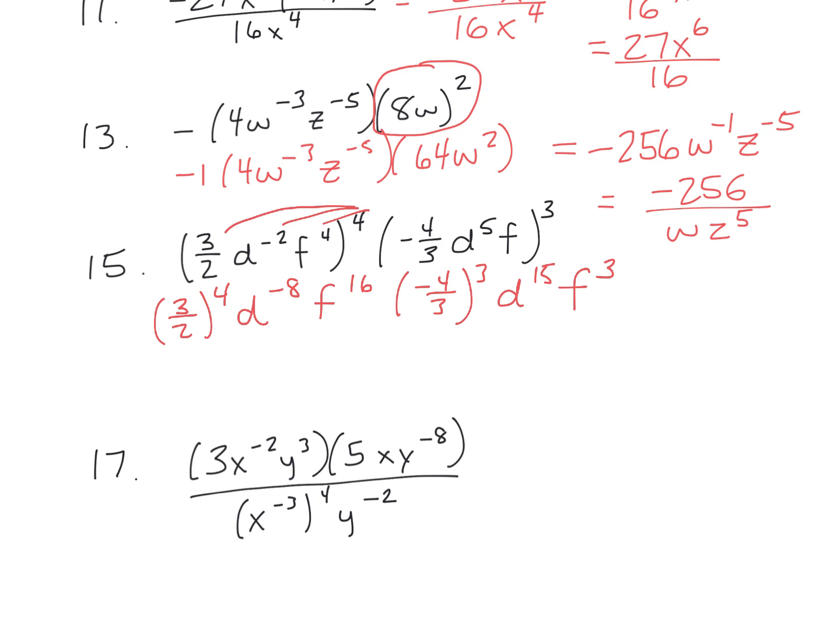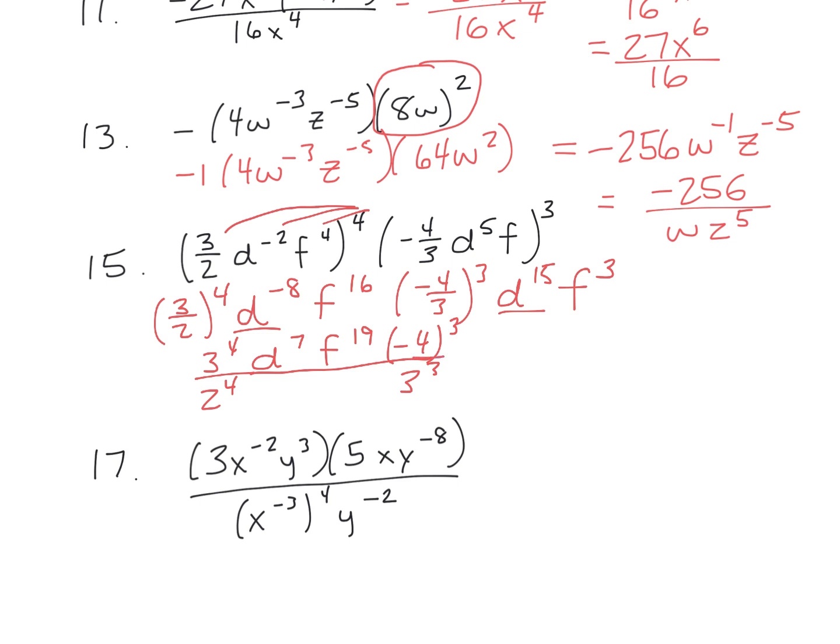All right. Now, I could write this as 3 to the 4th over 2 to the 4th. The d to the negative 8th and the d to the 15th would be d to the 7th. F to the 16th and f to the 3rd would be f to the 19th. And then I have a negative 4 to the 3rd and 3 to the 3rd in the bottom.